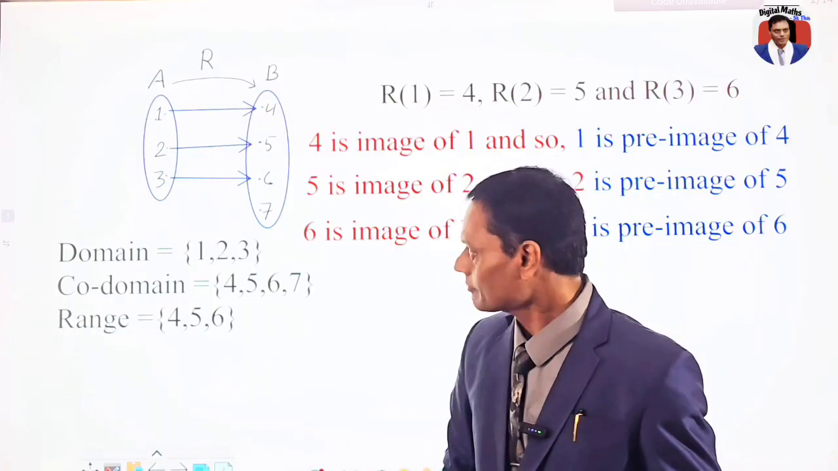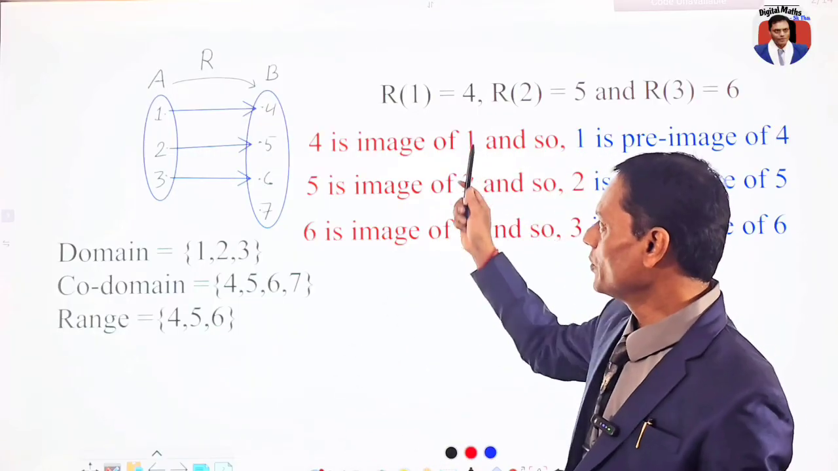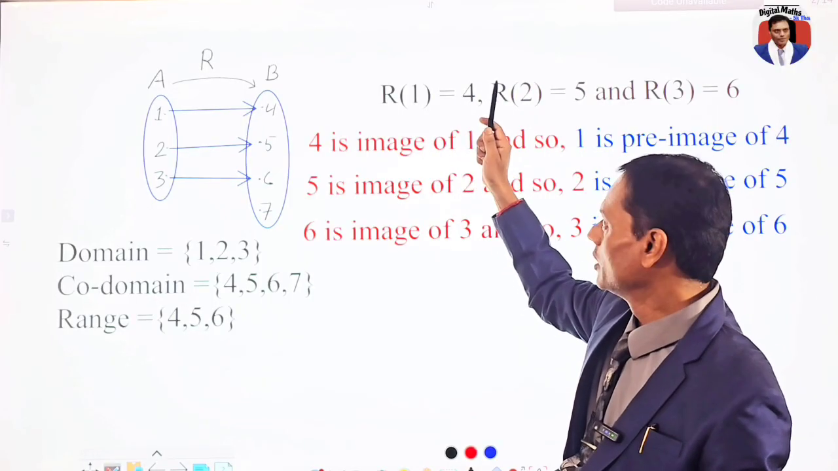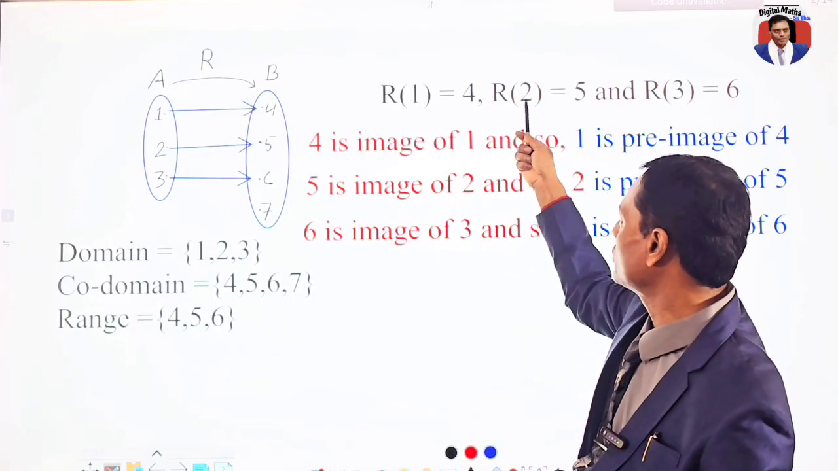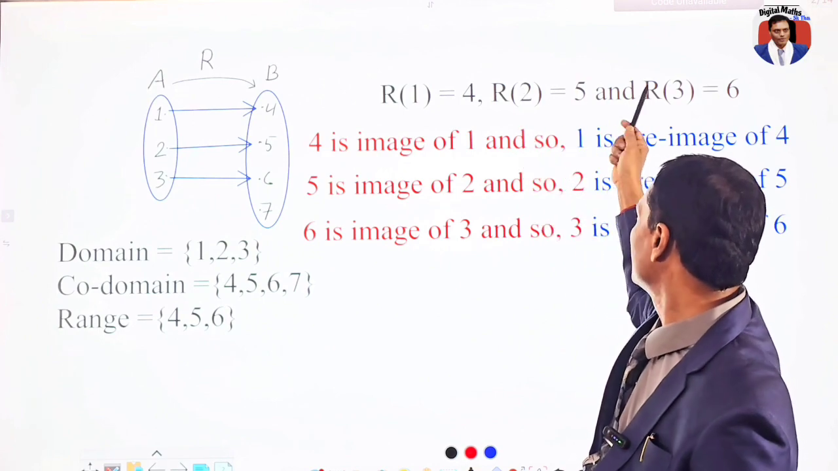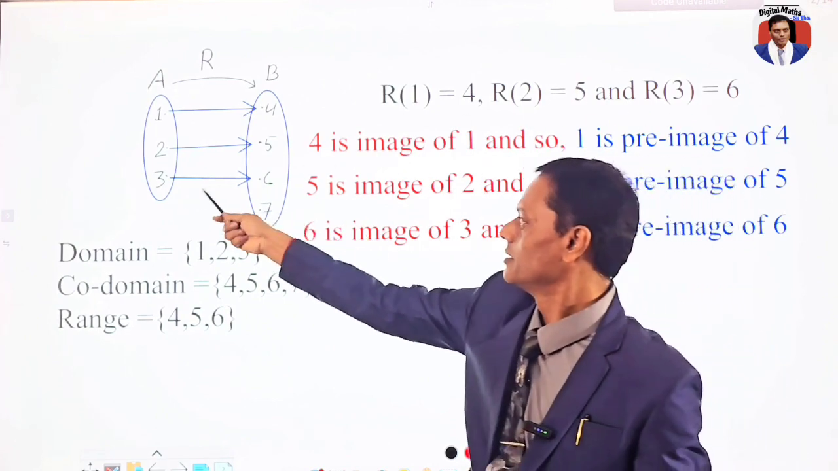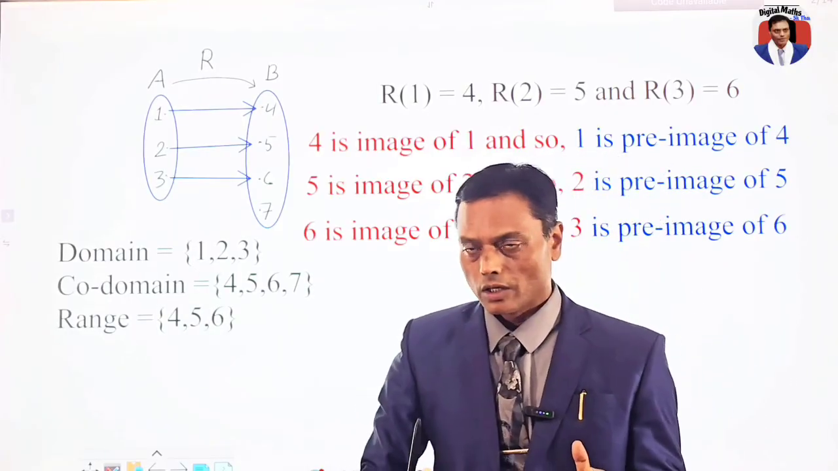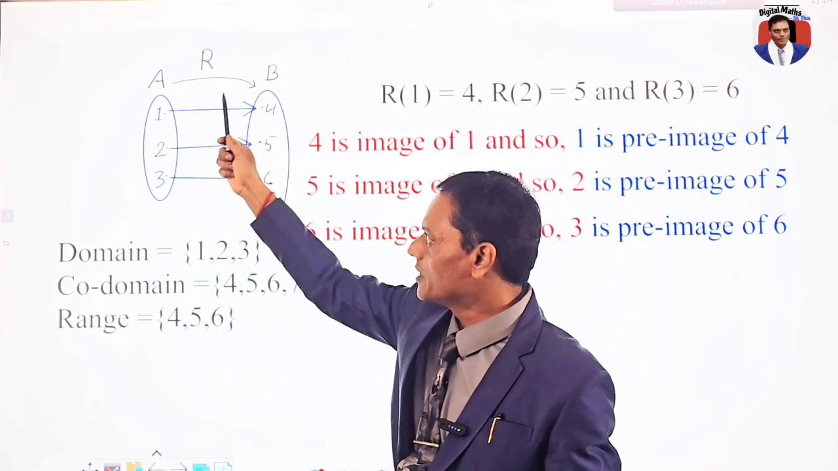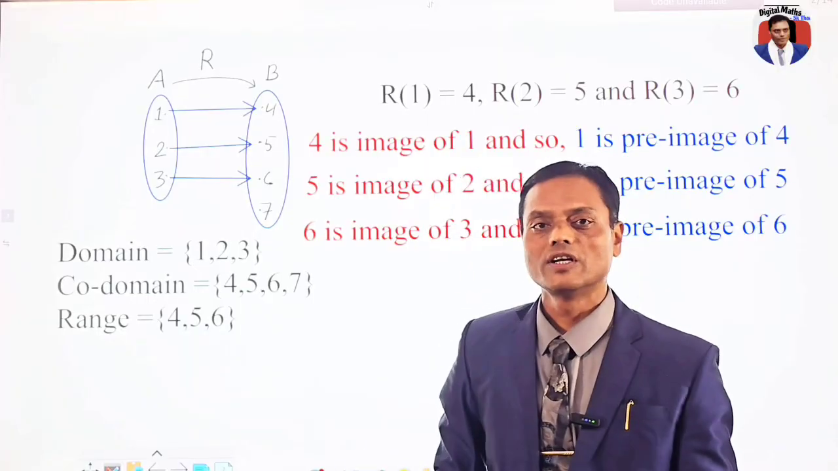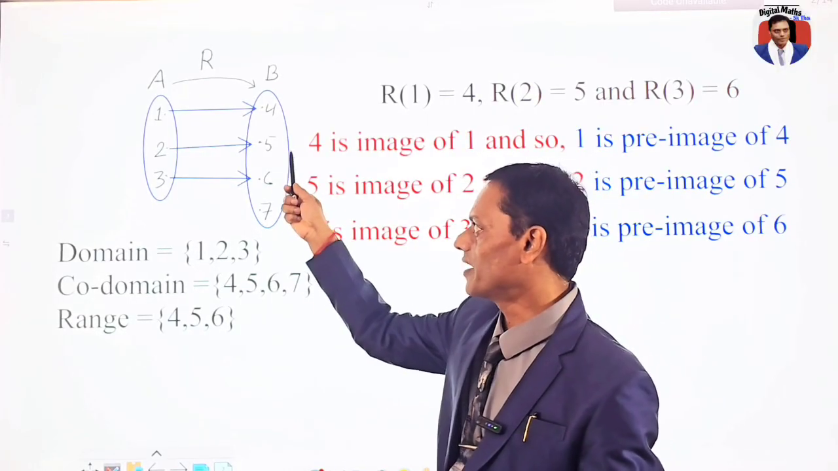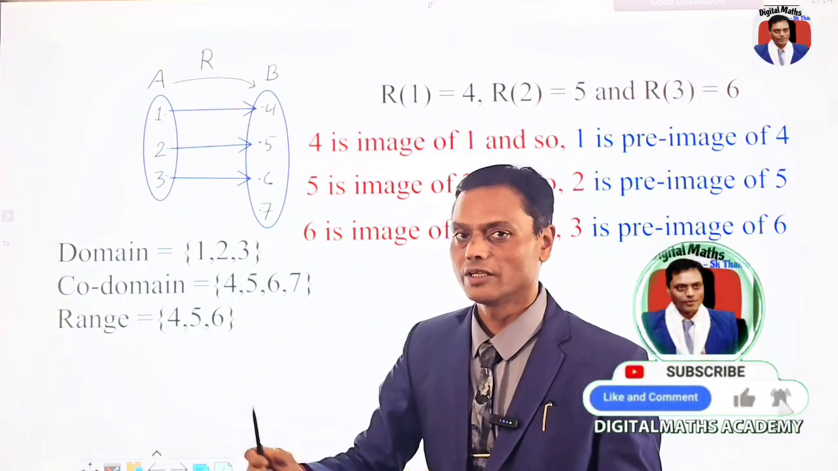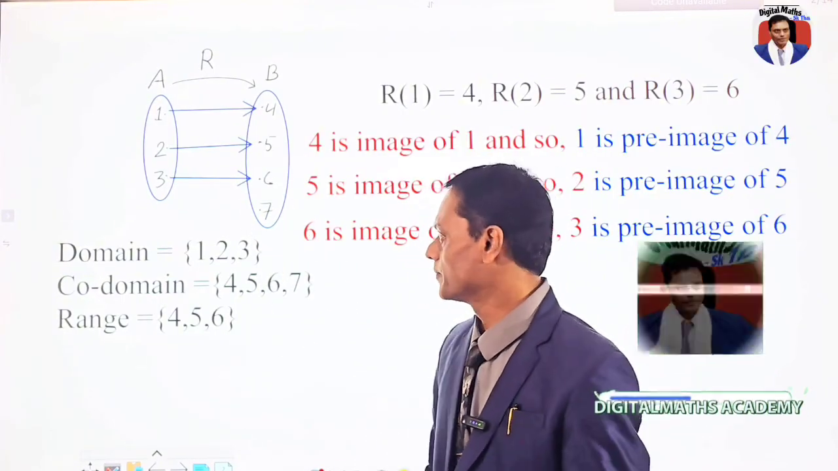After that, when we see clearly, then we can write the relation like this also. R1 equals to 4 means what? Image of 1 is 4, R2 equals to 5, image of 2 is 5, and R3 equals to 6, that's image of 3 is 6. Likewise, we can say that 4 is image of 1, then you can say that 1 is preimage of 4. Similarly, 5 is image of 2, then 2 is preimage of 5. Likewise, 6 is image of 3, then 3 is preimage of 6.